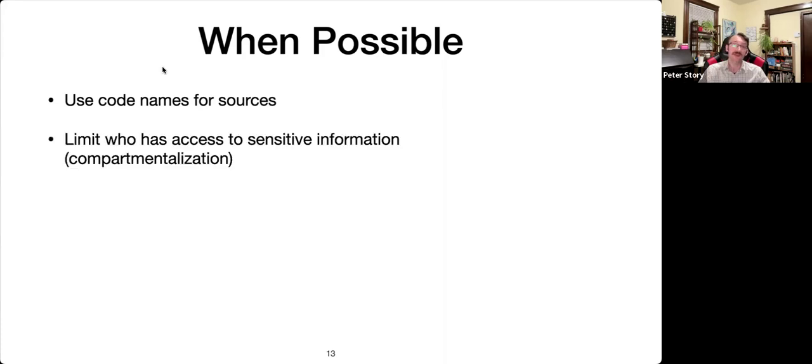You can limit who has access to sensitive information. This is compartmentalization. This may mean not having a single shared folder that everyone in the office uses, but making sure that you have separate shared folders for different groups. And also keep in mind that whoever's managing the shared folder system probably has access to everything. So if you don't want them to have access, maybe you need to do something different. Maybe you need to have the files just live locally on a computer. But again, you have to think about who can remotely access your computer.